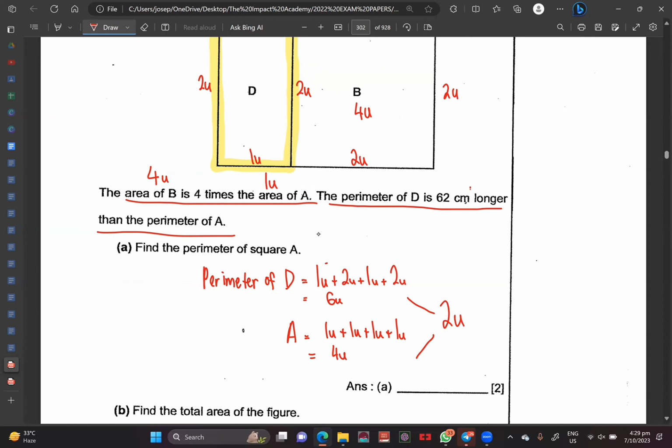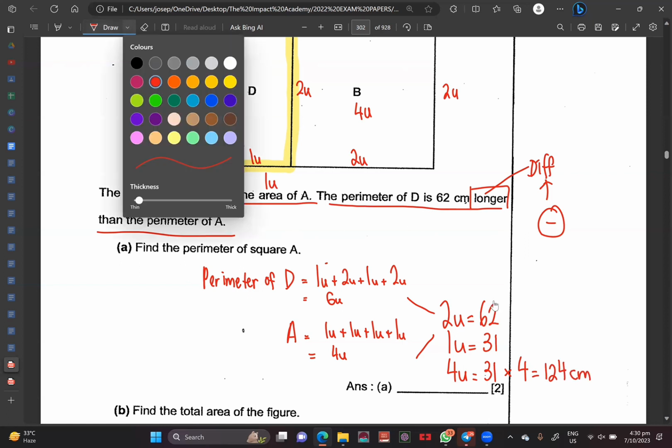Right? Because the word longer, that means to say we are talking about difference. The moment we talk about difference, we want to learn how to minus. 2 units equals 62. We quickly find 1 unit first. We know that's 31. Question wants us to find, you see, Mr. Greenman is out. The moment Mr. Greenman is out, go and read the question. Find the perimeter of square A. Square A will be 4 units, isn't it? So just simply do 31 times 4. All right, when I do 31 times 4, I will simply get to an answer of 124 cm. And that is my answer for this question.